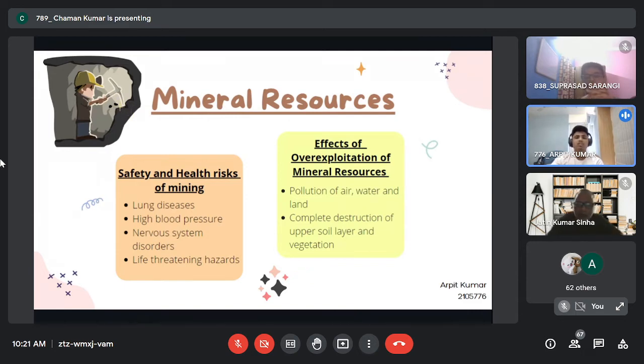Overexploitation of mineral resources can lead to many environmental problems like mining and extraction process are one of the sources of air, water, and land pollution. Surface mining directly degrades the fertile soil surface, thus affecting the ecology and climate of that particular area. Moving on to the next slide.